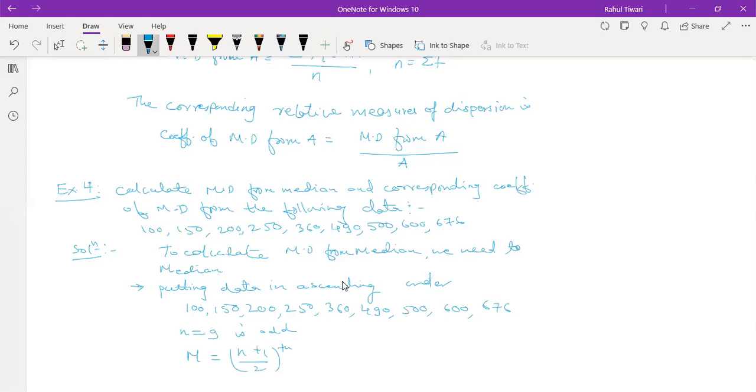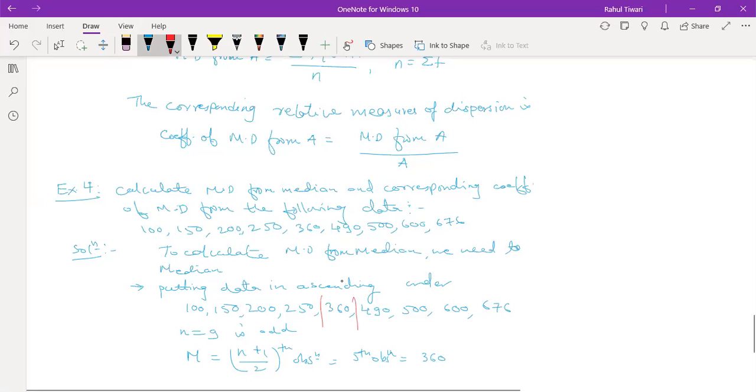Okay. So this is 10 by 2, that means the 5th observation. So 5th means it is around, is it 360? If you look at the shortcut method that I told you, you partition the data into 2 parts. How will the 2 parts be divided? 4 from here and 4 from here, like this. This way, this value becomes your median value.